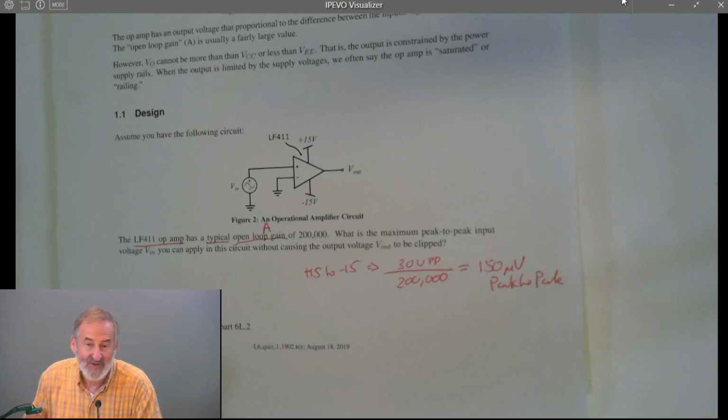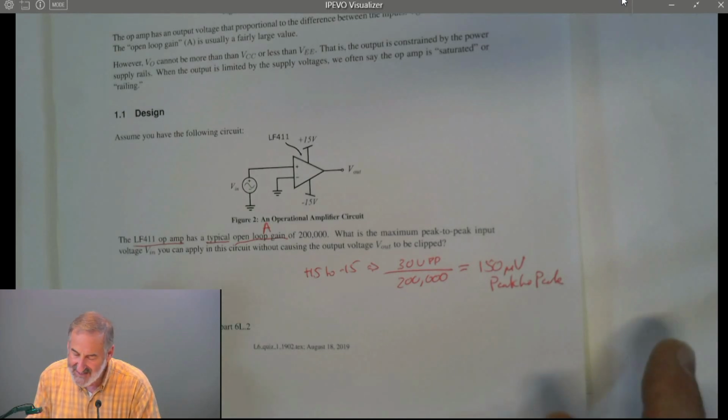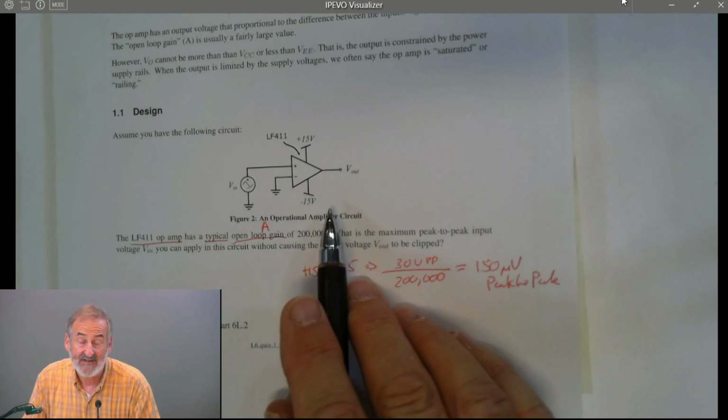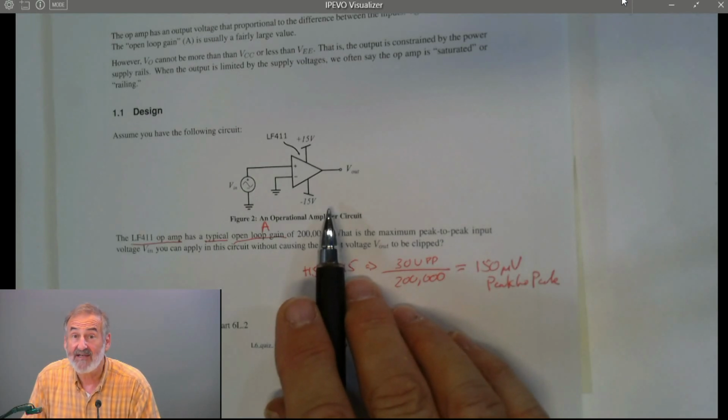And in fact, you just built this in the first lab, and I think you noticed that it's almost impossible to not have the output either be clipped at plus 15 volts or clipped at minus 15 volts. So let's take a look at how we can take this device and make it useful. And the trick is going to be applying negative feedback.